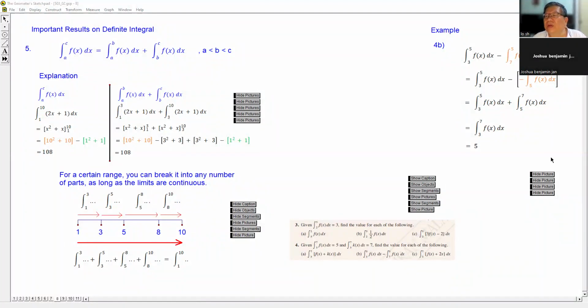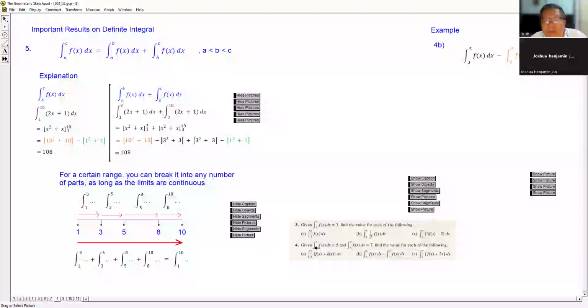Now, what we want to find is integrate from 3 to 5, then minus from 7 to 5. What is given here is from 3 to 7, and from 5 to 7. Next part.